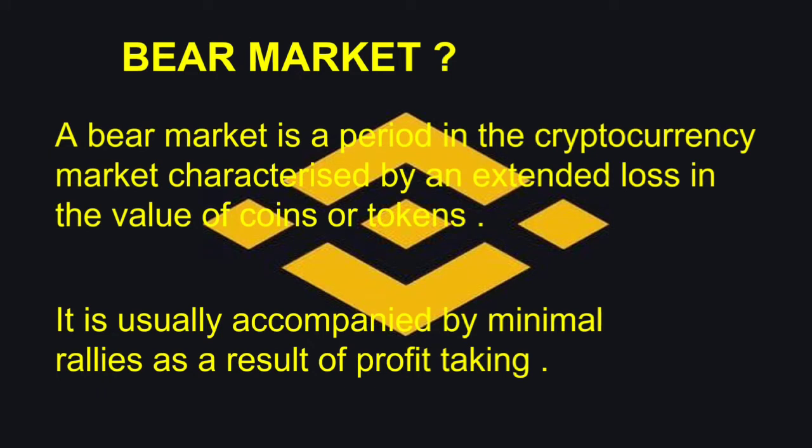A bear market. What is a bear market? A bear market is a period in the cryptocurrency market characterized by an extended loss in the value of coins or tokens. It is usually accompanied by minimal rallies as a result of profit taking. During bear markets, assets tend to lose about 30% of their value. For instance, Bitcoin has lost about 30% of its value from its all-time high, similar to 2018, 2021, and current bear markets. So how can investors maximize profits?